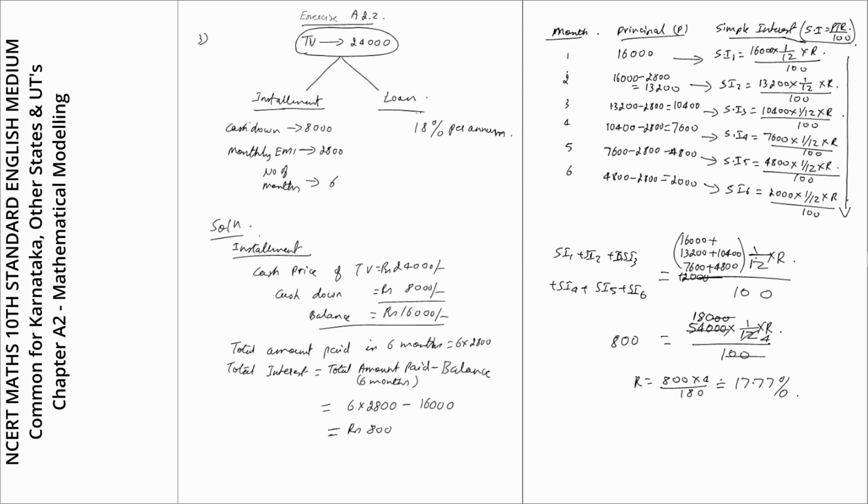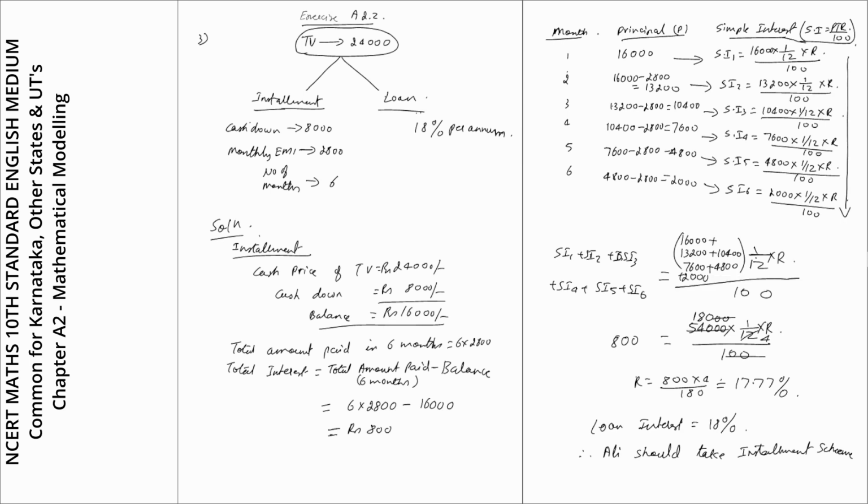The loan interest is equal to 18%. Therefore Ali should take the installment scheme, because the rate of interest in the installment scheme is lesser than the rate of interest of the loan scheme.